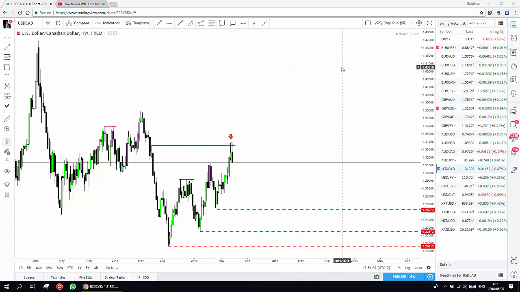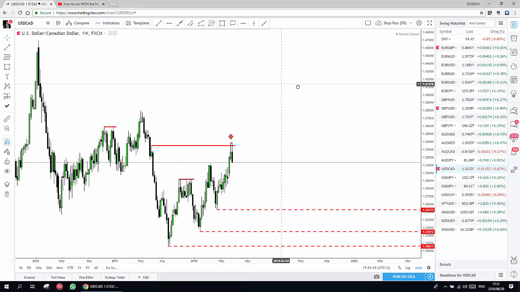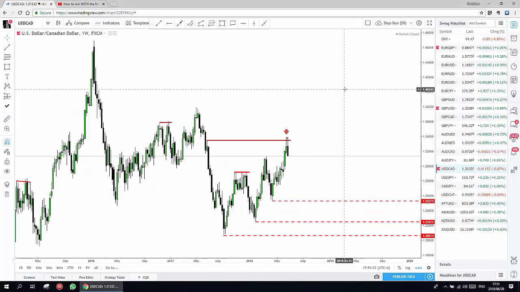The market maker cannot hide this, and once you become aware of this, you'll start looking at the market in a completely different way. I'm going to start with a weekly chart, but you'll see this on every single time frame. I'm going to start with a US dollar Canadian chart, one I did a video on a week or two ago, and we've always been looking for the swing trade on the USD CAD.